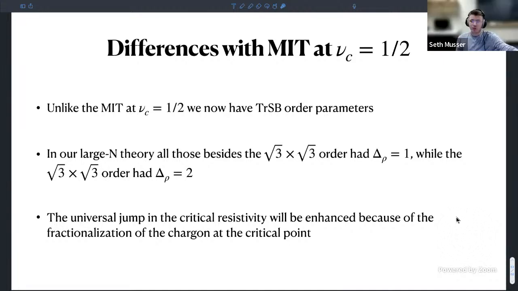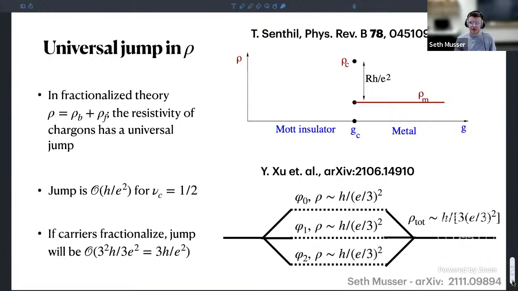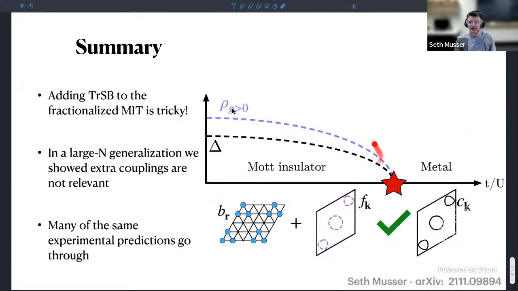I think the most critical thing to establish is whether or not you get this charge order exactly at the critical point.